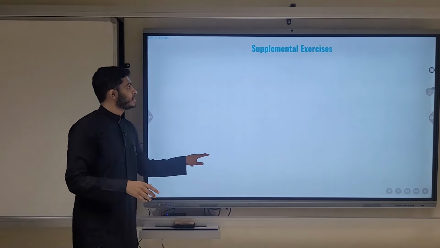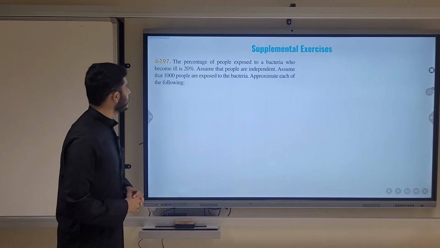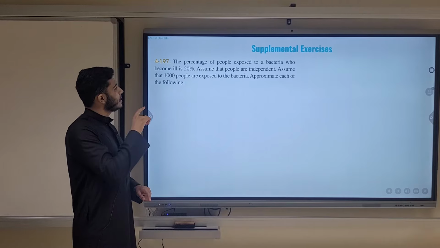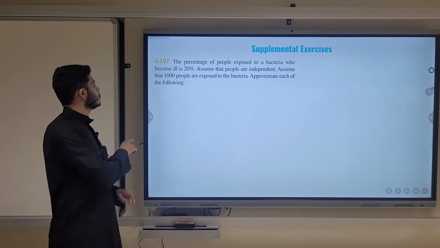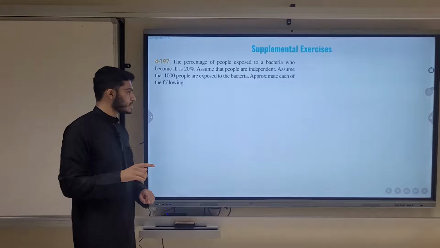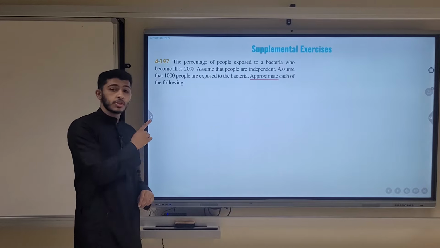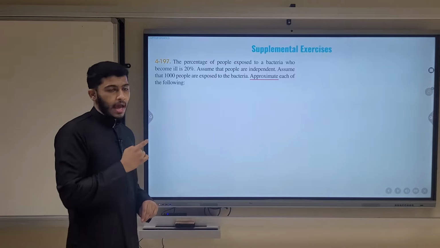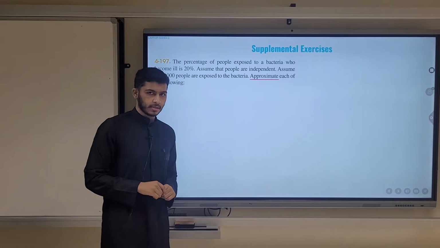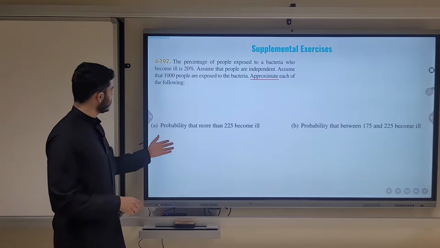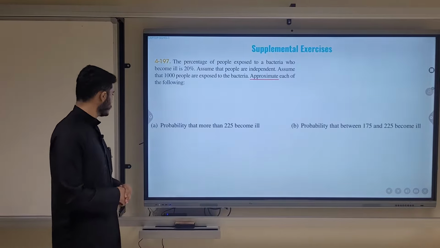The next question we're going to be solving is: the percentage of people exposed to bacteria who become ill is 20%. Assume that people are independent, and assume that 1,000 people are exposed to this bacteria. Approximate each of the following. So this question is a binomial question. However, we need to approximate it using what? Normal distribution, of course.